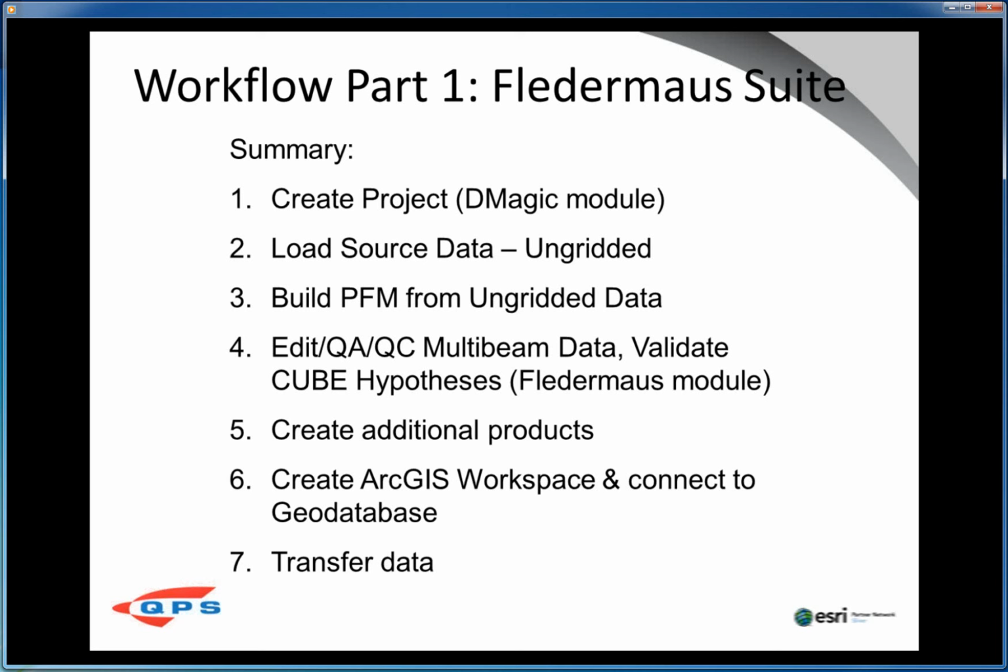You're going to create a project in DMagic. We're going to load source data. This is ungridded GSF or generic sensor file data. That could be any ungridded data. So don't focus on the format, focus on the fact that it's ungridded bathymetric data. We're going to build a PFM from the ungridded data. I'm going to show you how you can edit, QA and QC that data in Fledermaus using this PFM object. From Fledermaus, we're going to create additional products like contours and selected soundings. Then I'm going to take all the information and transfer it into an ArcGIS database. Once I do the transfer, we're going to turn it over to Andy and he's going to show you the next step.